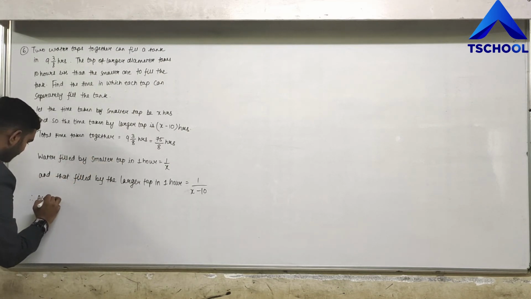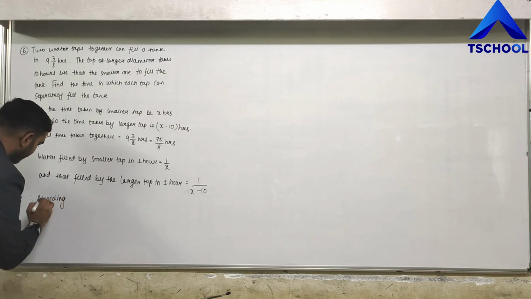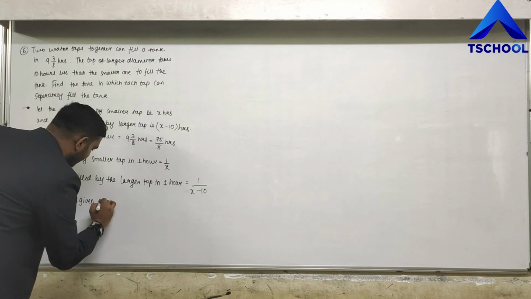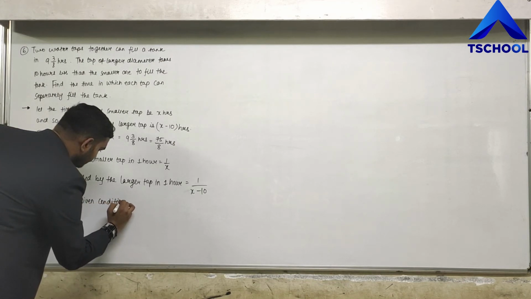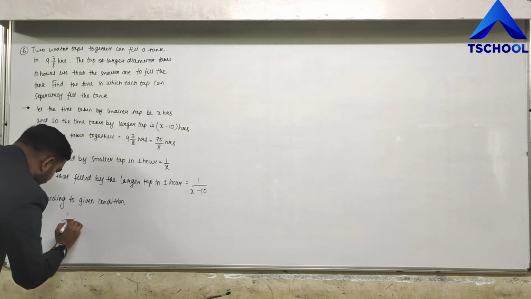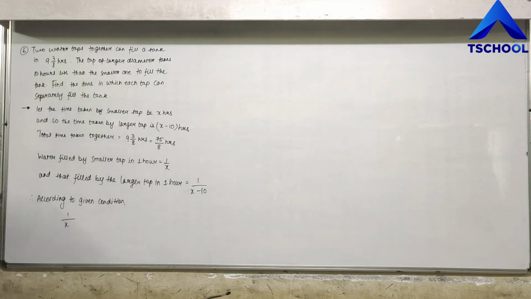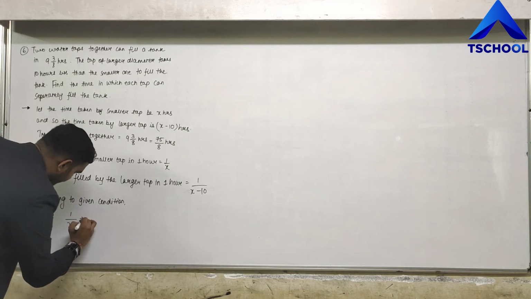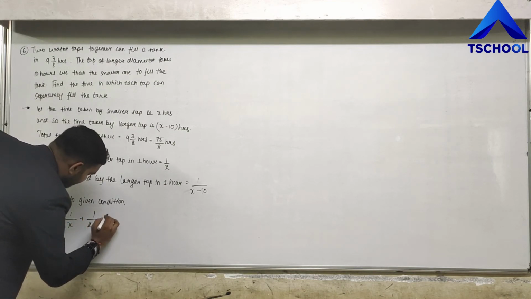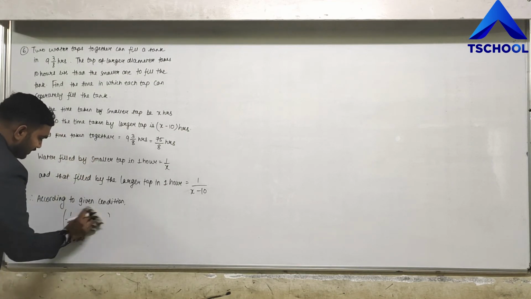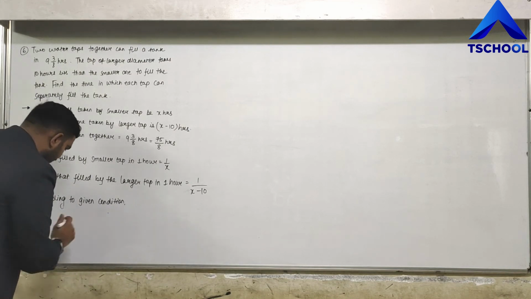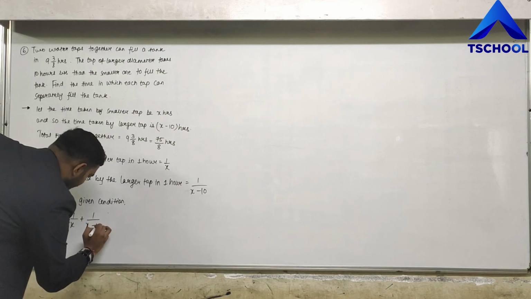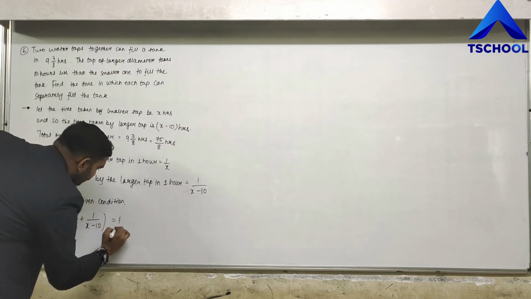Therefore, according to the given condition, what we can write down: 1 upon x plus 1 upon x minus 10 is equal to 75 by 8. Yes or no? No friends, 1 upon x plus 1 upon x minus 10 is equal to 1.